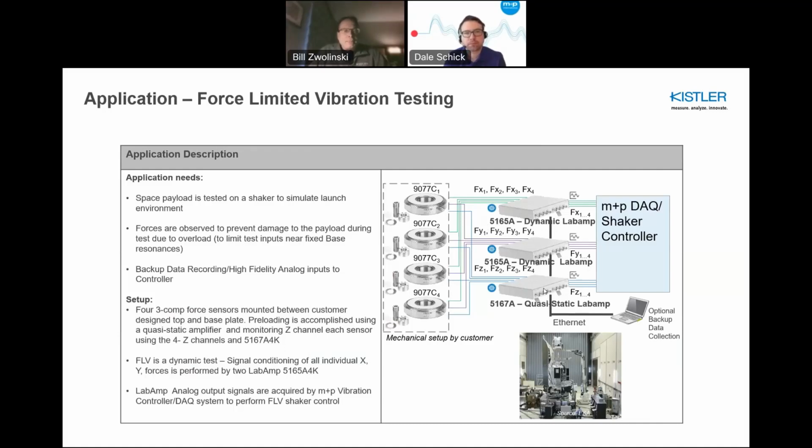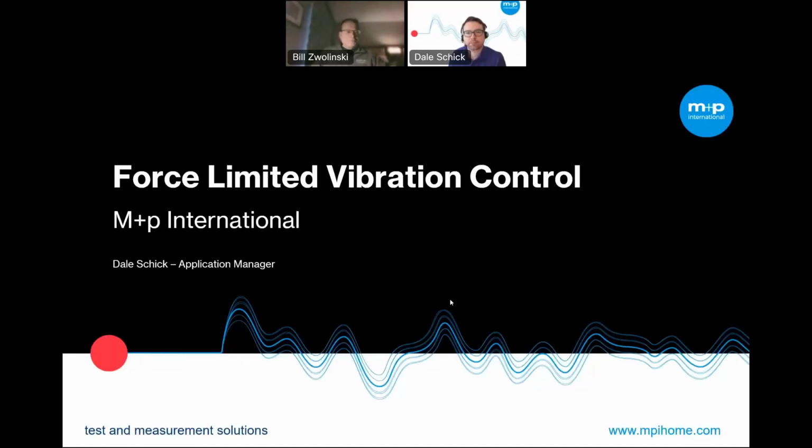And then during the vibe test, it's a dynamic amp. So you just dial in a short time constant and you're good to go. All channels are fed into the vibe runner. The vibe runner is doing all the heavy lifting and doing all the real-time calculations to make the control work. So on that basis, I'm going to hand over to Dale.